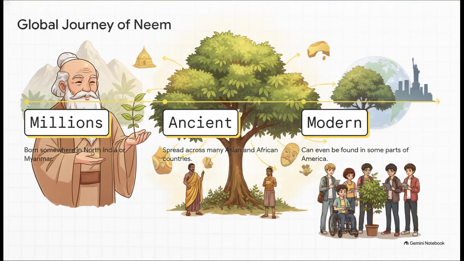Let's take a look at this timeline. So, millions of years ago, Neem Baba tells us he was actually born in North India or Myanmar, but he definitely didn't stay put. If you look at the different eras, you'll see the neem family spread like wildfire across so many different Asian and African countries. And today, in the modern era, these trees have traveled so far they even grow right here in parts of America. It just goes to show how incredibly adaptable and loved this tree is all over the globe.